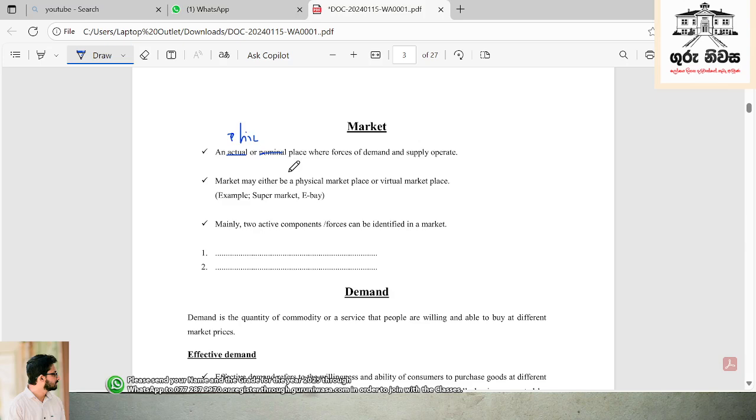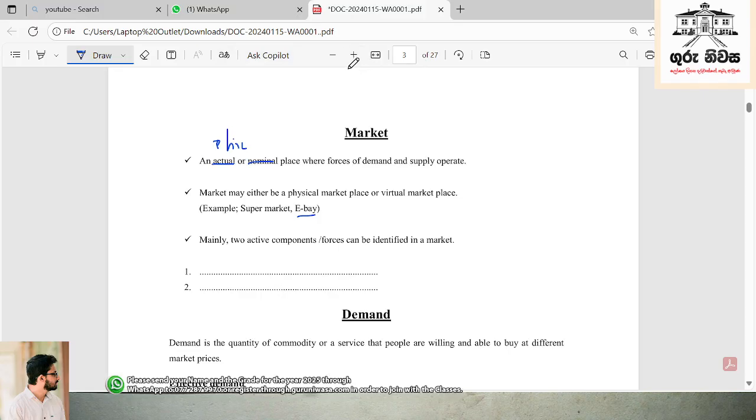A physical or virtual place where forces of demand and supply operate. Good. A market can either be a physical market, or, for example eBay, a virtual one. Mainly two active forces can be identified in a market. Number one, write down buyers. Second one, sellers.